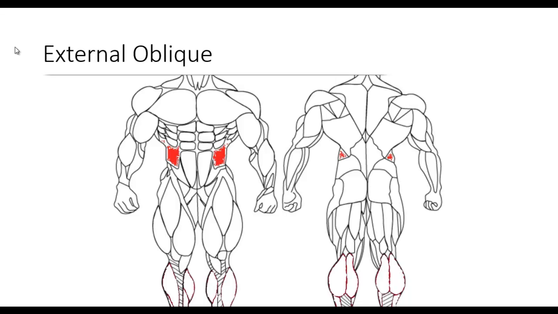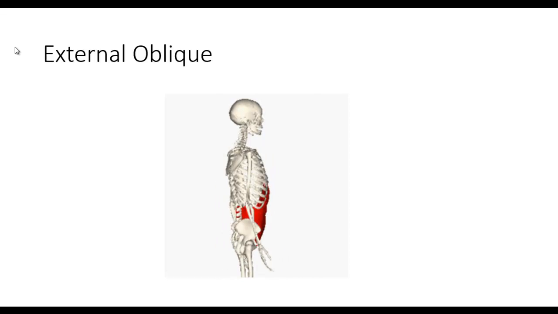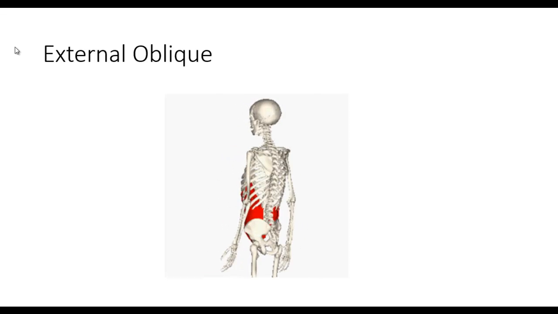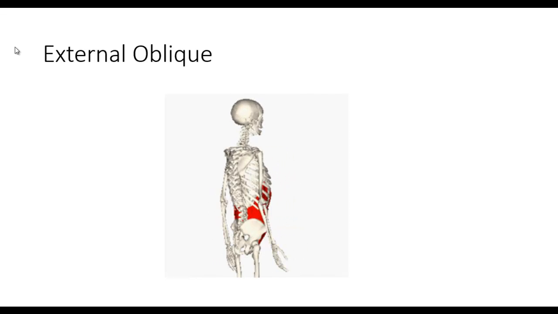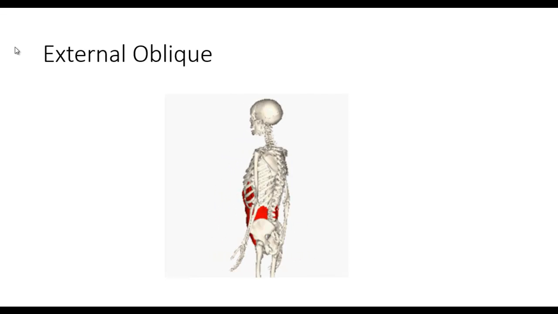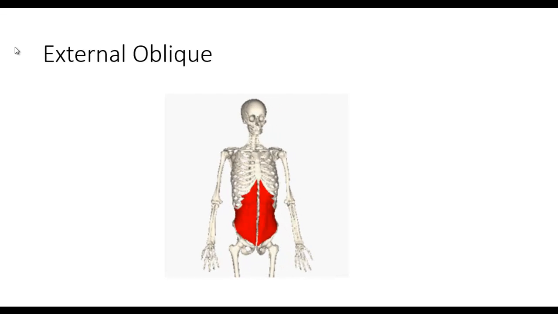Next muscle group we're going to talk about is the external oblique. It's indicated here in red. Here's a 360 view of external oblique. These muscles work closely with the abdomens or rectus abdomini.